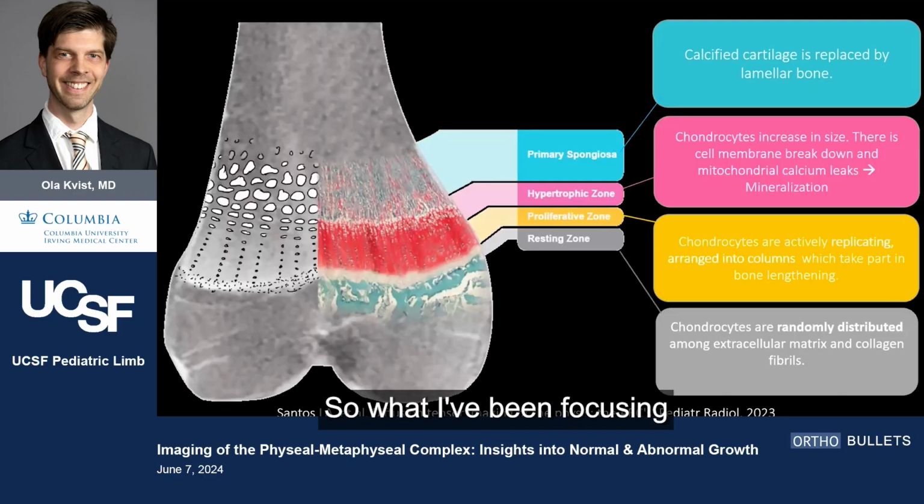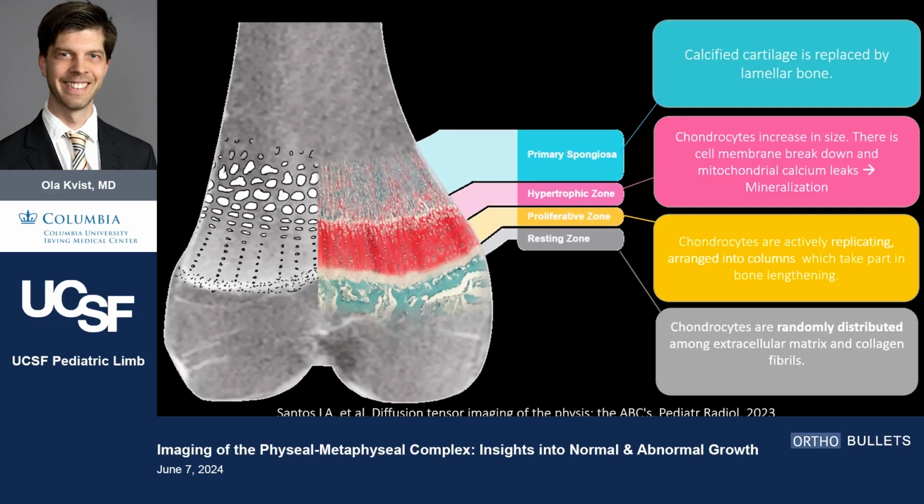So what I've been focusing on has been the growth plate, and especially what happens with the chondrocytes when they go from being in the resting zone, where they're the stem cells and quite small, to the proliferative zone, where they become like small bricks on top of each other. Then when they move into the hypertrophic zone, they balloon like a fried egg and then break, and calcium leaks out, which causes the mineralization, and then it turns over into bone in the primary spongiosa.